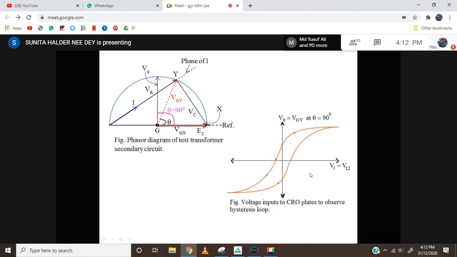Now if we want to see the waveform of VGY or V12 alone, then you just change the mode to X mode or Y mode. For X mode, you will check the variation in V12 with respect to time. For Y mode, you can check the variation in V5 with respect to time. You can see all the things on the same screen, but at different instants.